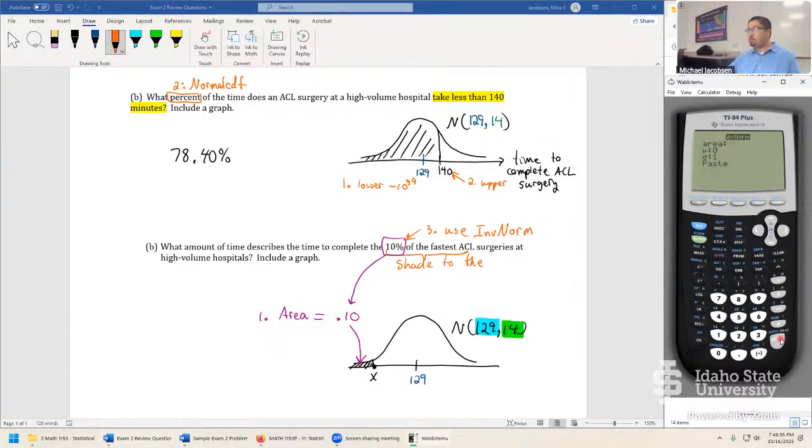So click on inverse norm. The area is, as a decimal, 0.10. Same values for parameters, 129, 14. And calculator setup like this should get us to where we need to go. We get a value of, let's see, it didn't say what to round on this one either, but let's round to 1 decimal place, 111.1 minutes.